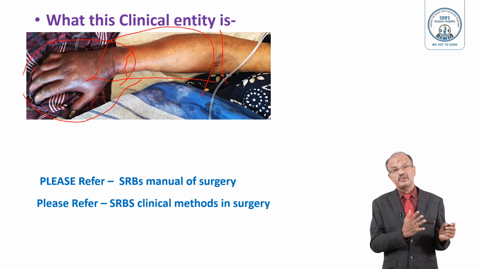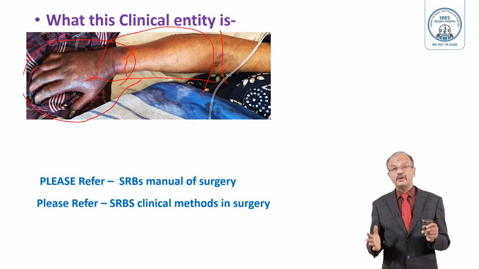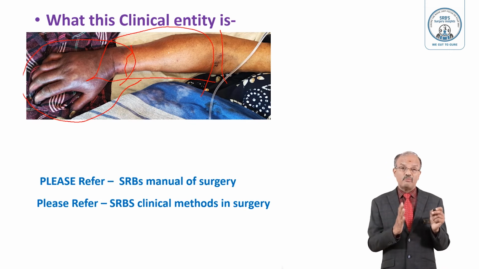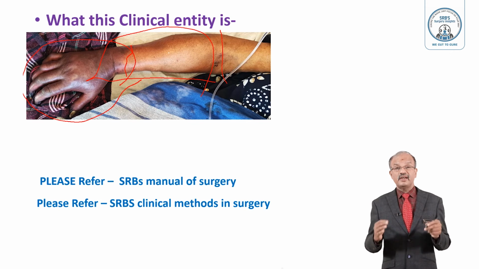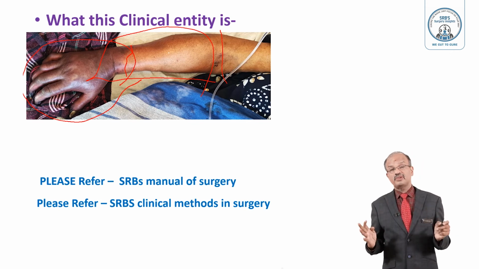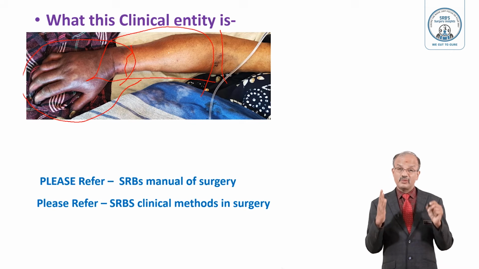You may have to use an interventional radiologist's help to immediately do an embolectomy. You have to start heparin also and reperfuse the limb. If that is not feasible, that is a failure, then you have to do an open embolectomy with the help of a vascular surgeon.